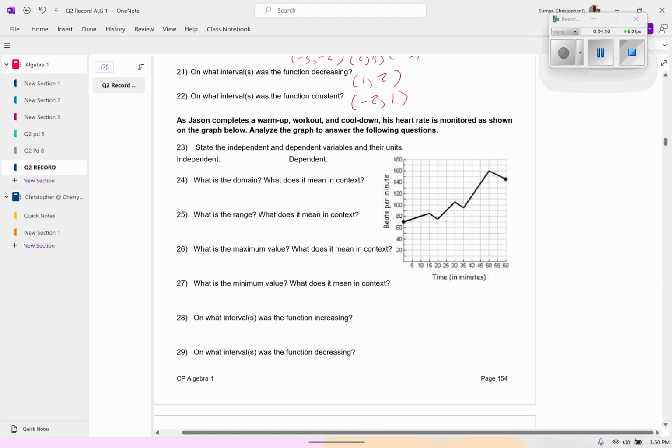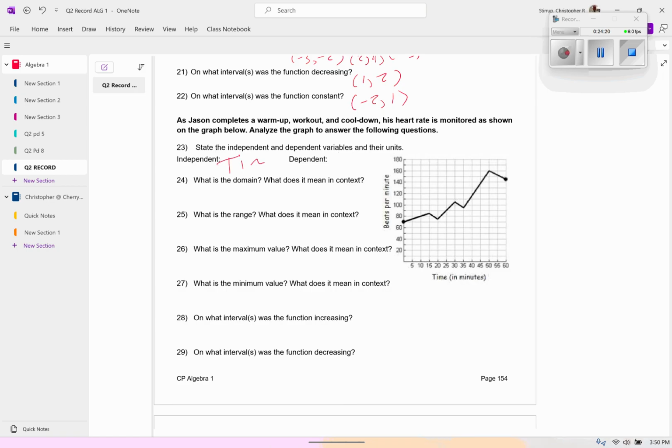All right, state the independent and dependent variables. The independent is time. Dependent is beats per minute. What is the domain? Well, it starts at 0. It goes all the way to 60. So it goes from 0 to 60.